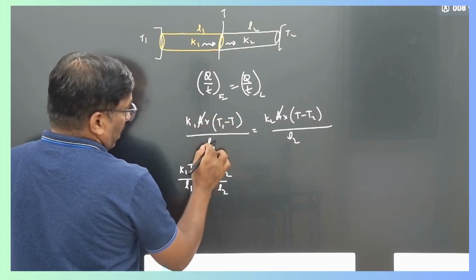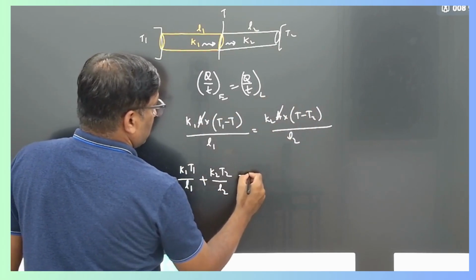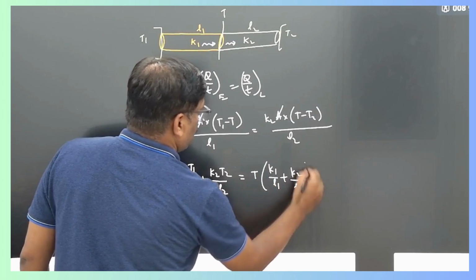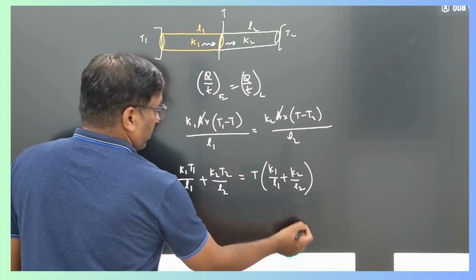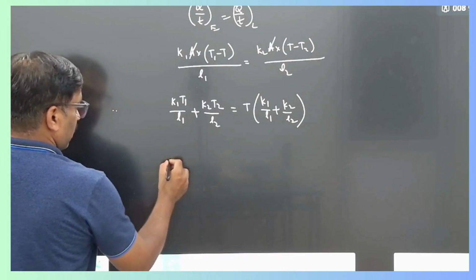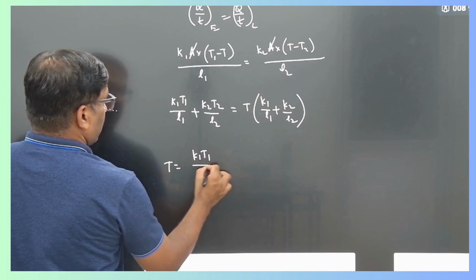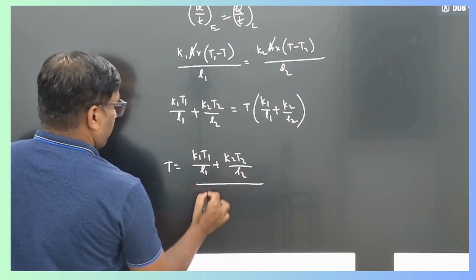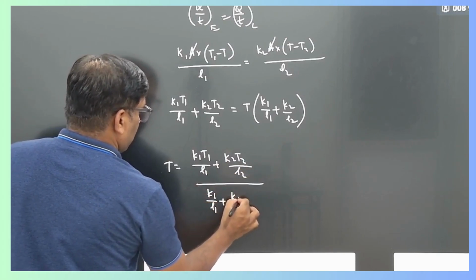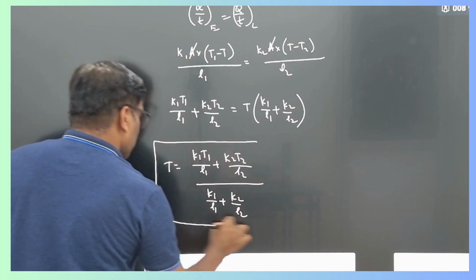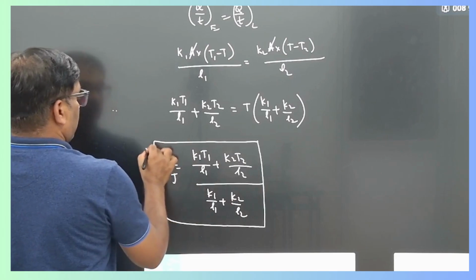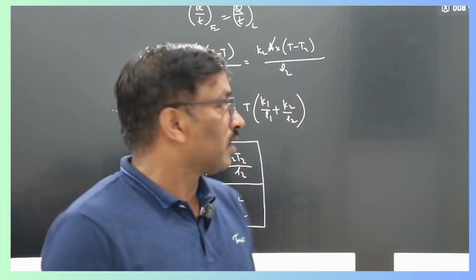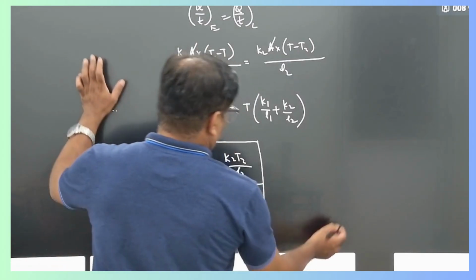So K1 by L1 times T, taking T common, gives K1 by L1 plus K2 by L2. Clear? So we can rewrite it as T equals K1 T1 by L1 plus K2 T2 by L2, divided by K1 by L1 plus K2 by L2. This is your junction temperature. I suggest you please don't memorize any other formula, but try to remember this, which is important.